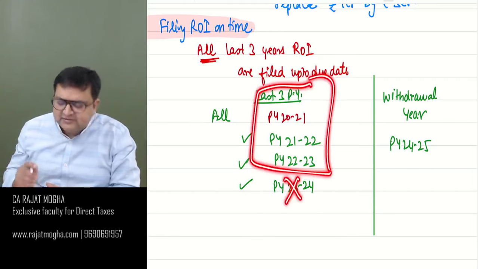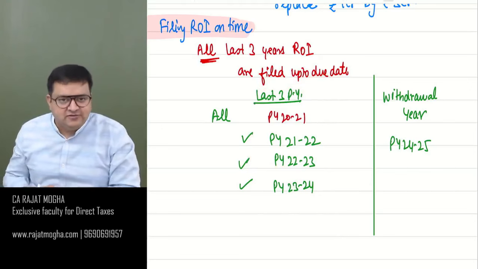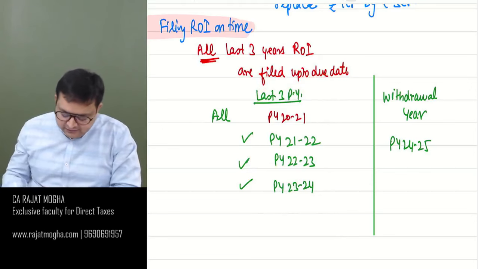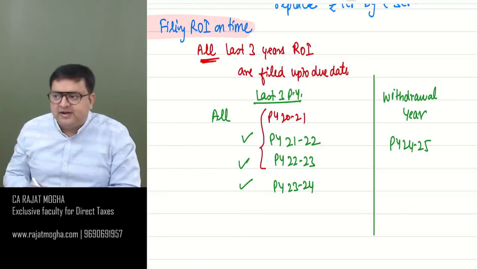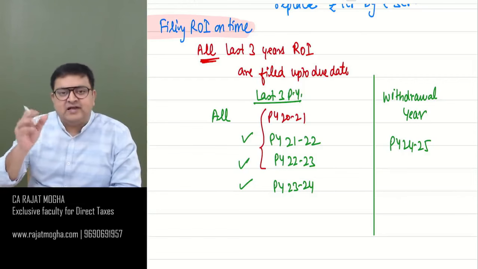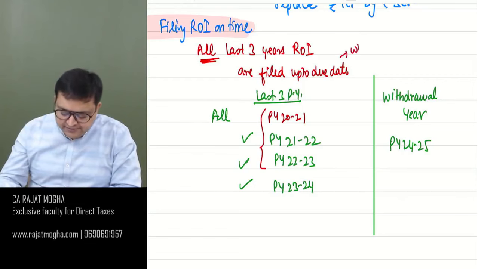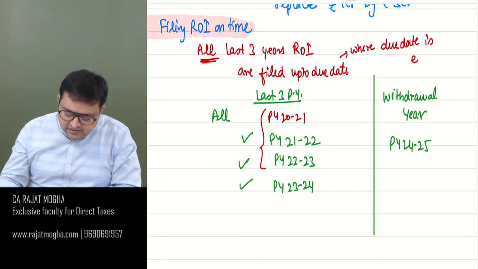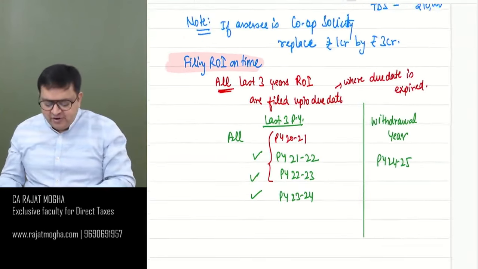I will not see this year. Why? Because the due date of this year is not expired. So in this case, these 3 years will be considered, not this. So we only have to see that the last 3 ROIs are filed up to the due date. Which last 3? Those where the due date is expired. Only those years you will see where the due date is expired. Have you understood this also?